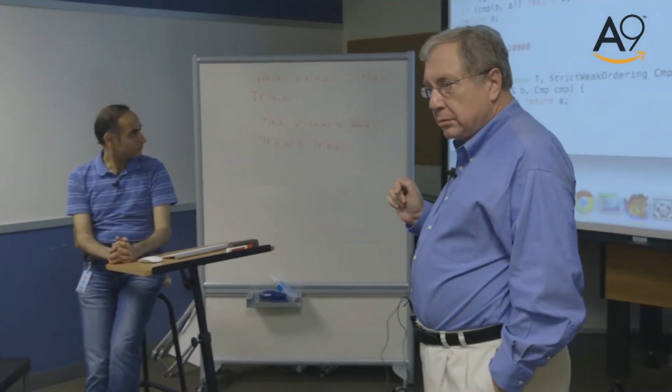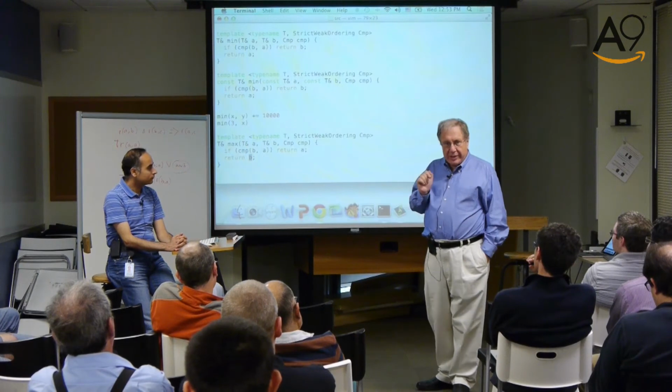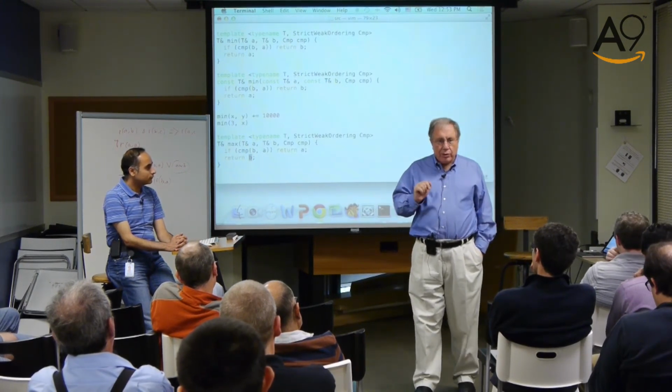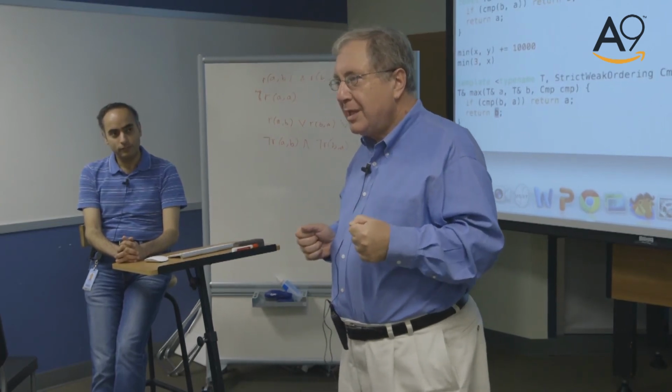It took me about 3 years after the standard was accepted to realize that for max. I did min correctly, and I figured out what the argument was, the stability. But then I thought that max being stable means exactly the same as min: for equal things, I should return the first. Max should also be stable. But then this remark is no longer true.